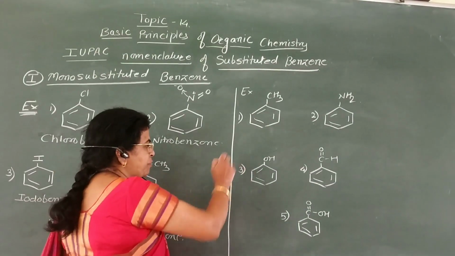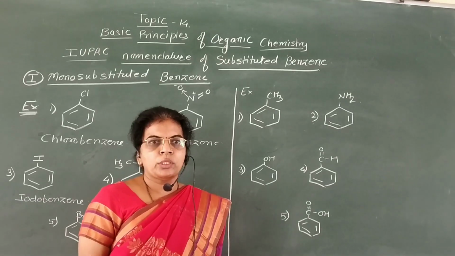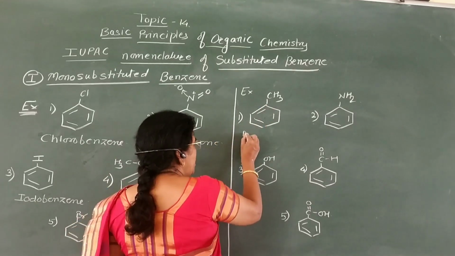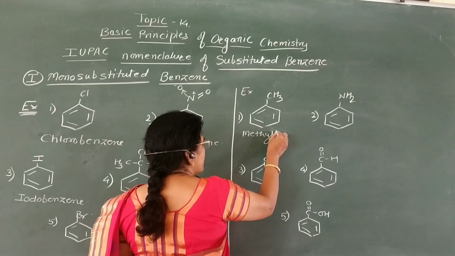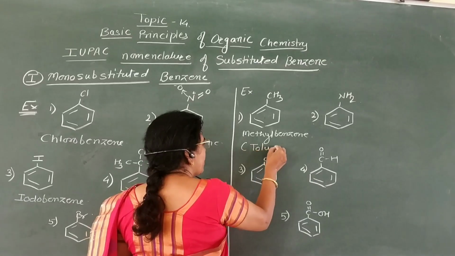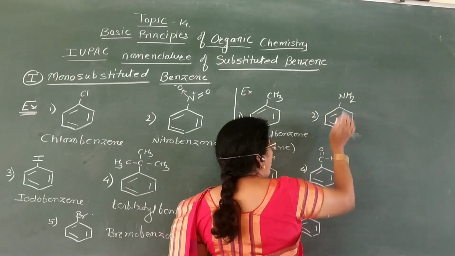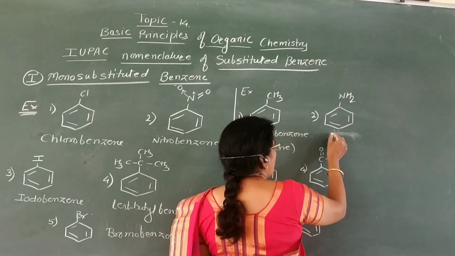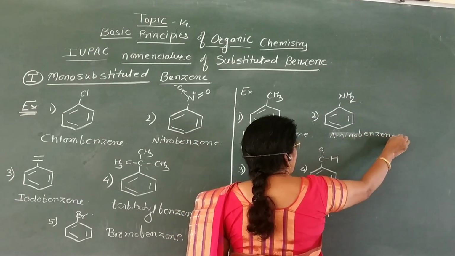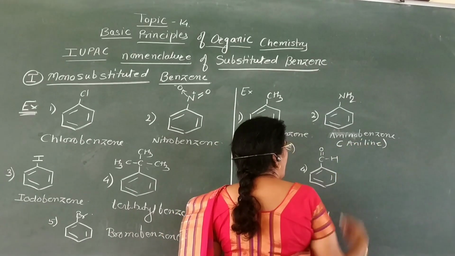Now, some monosubstituted benzenes have trivial or common names. This is a benzene ring attached to a methyl group. Therefore, it is methylbenzene. But the common or trivial name of this compound is toluene. Now this one, the benzene ring is bonded to an NH2 group, that is the amine group. Therefore, it becomes aminobenzene. But the trivial or common name of this compound is aniline.